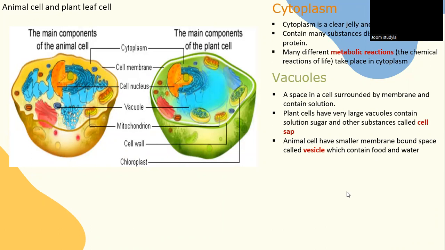Cytoplasm. What is cytoplasm? You can see that animal cells have cytoplasm, and plant cells also contain cytoplasm. Cytoplasm is a clear jelly, nearly 70% of which is water, and it contains many substances dissolved in it, especially protein. Many different metabolic reactions, the chemical reactions of life, take place in the cytoplasm.